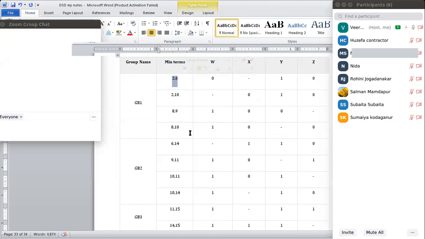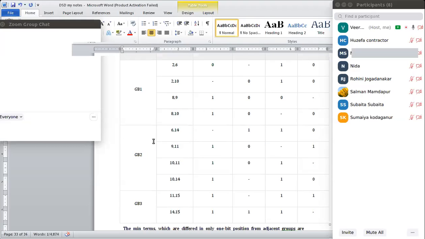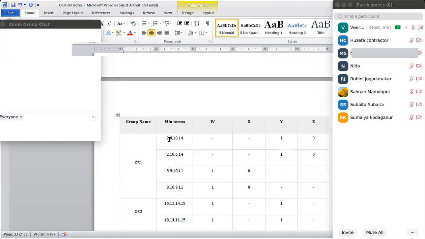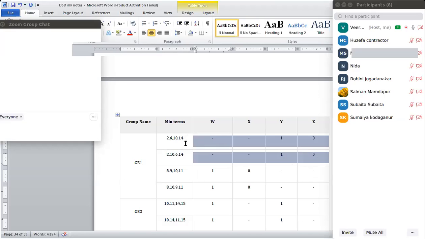In the third step, the same thing that I did in the second step. Okay, 2, 6 is in group 1, 6, 14 is in group 2. Now I'm going to compare this binary number and this binary number, right? So wherever there is a single difference, minus should be minus, 0 should be 0, 1 should be 1, and another point should be the difference. Then I'm going to combine those minterms. So after this, 2, 6, 10, 14, this is what I'm going to actually get from this.